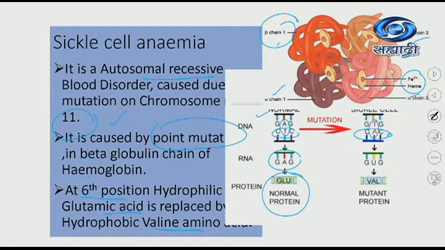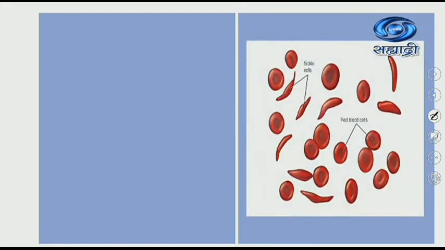What happens on the RNA? Instead of GAG, it becomes GUG. And when it becomes GUG, at the 6th position, instead of glutamic acid, what is brought? Valine is brought. If valine is brought, what happens? Let us see. If normal glutamic acid is produced, these are the normal RBCs, which are oval in shape, biconcave. But because this valine is brought, the shape of the RBC becomes like a sickle.